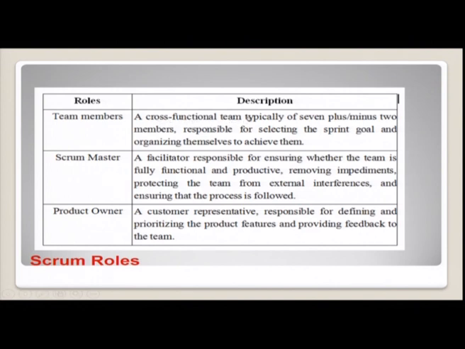Let us see the description of a team member. It is a cross-functional team typically of 7 plus or minus 2 members. That is, the team size will be either 5, or the maximum of 9 members in a team, responsible for selecting the sprint goal and organizing themselves to achieve them.